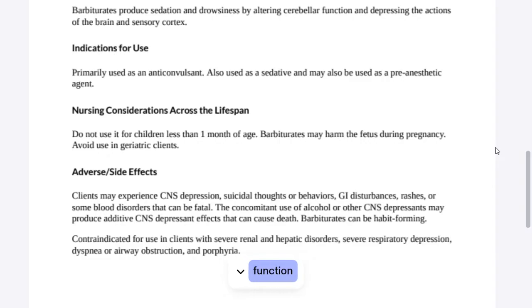Mechanism: alters cerebellar function and depresses actions of the brain and sensory cortex. 3. This work is a derivative of DailyMed by U.S. National Library of Medicine in the public domain. 5. RNpedia. 6. OpenMD.com at www.openmd.com. 7. U-Central from Unbound Medicine.